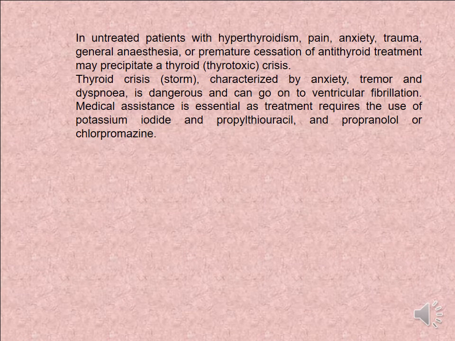In untreated patients with hyperthyroidism, pain, anxiety, trauma, general anesthesia, or premature cessation of anti-thyroid treatment may precipitate a thyroid crisis, also called thyroid storm or thyrotoxic crisis. Thyroid crisis, characterized by anxiety, tremor, and dyspnea, is dangerous and can go into ventricular fibrillation. Medical assistance is essential as treatment requires the use of potassium iodide, propylthiouracil, and propranolol or chlorpromazine.